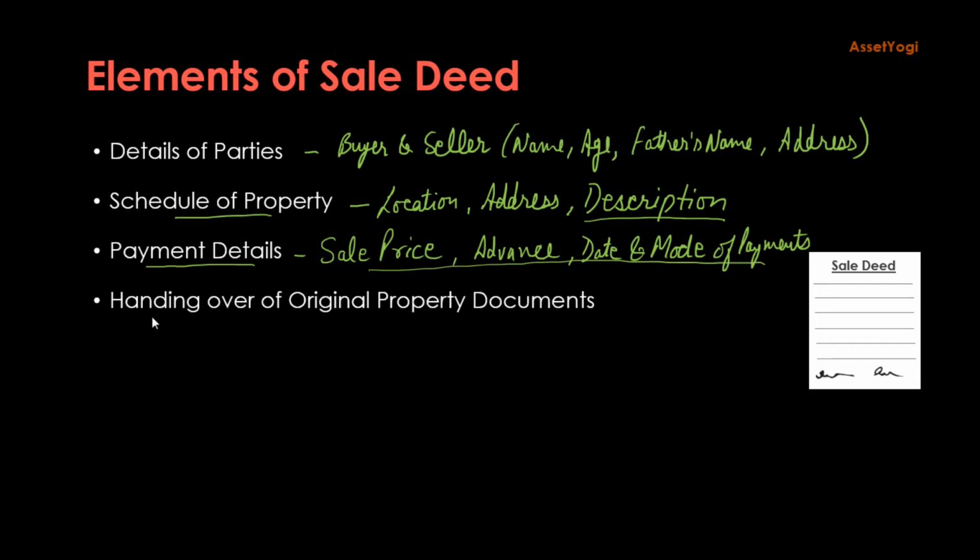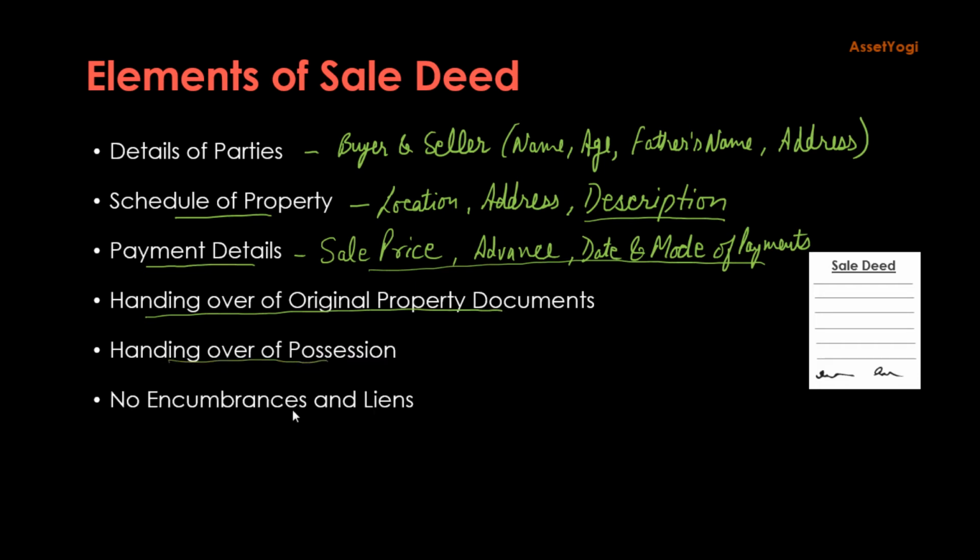Then the time of handing over of original property documents will be recorded in the sale deed, when the seller is going to hand over the original documents to the buyer, and the time of handing over of possession will also be recorded in the sale deed. Then the seller also certifies in the sale deed that there are no encumbrances and liens on the property, meaning that there are no charges and liabilities on the property.